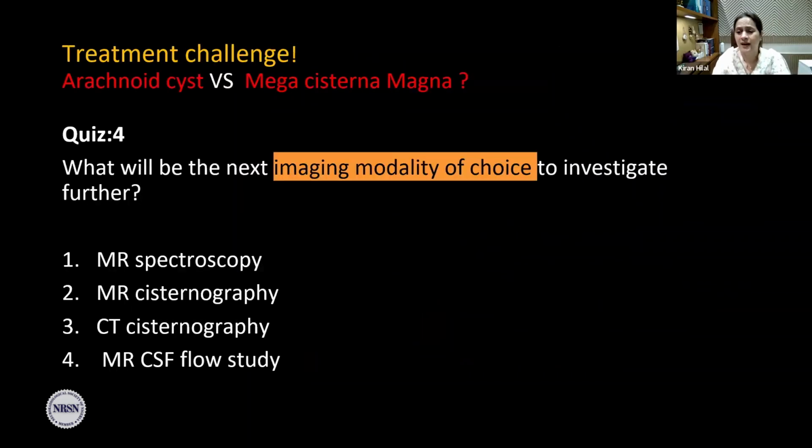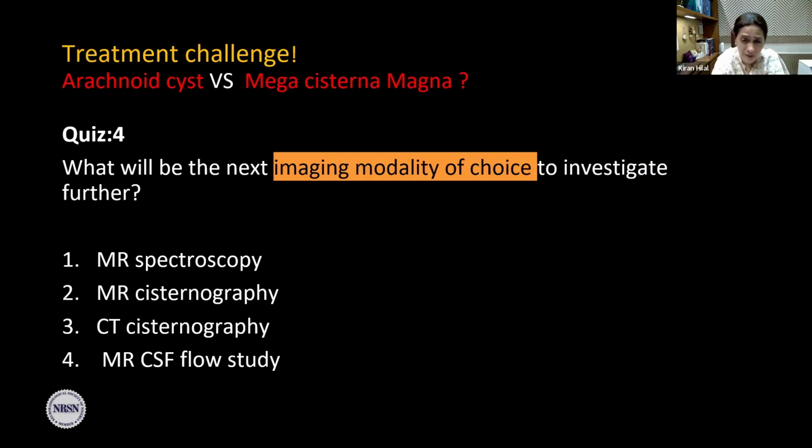Now, one key treatment challenge arises whenever we have the question between the cisterna magna and the arachnoid cyst. When they are enlarged, it is sometimes very difficult to differentiate the cisterna magna from the arachnoid cyst. Why? Because both can appear similar. Sometimes, if the arachnoid cyst is enlarged, it may show bone scalloping, but if it does not, then there's always a question and a confusion. Is it a cisterna magna or an arachnoid cyst?